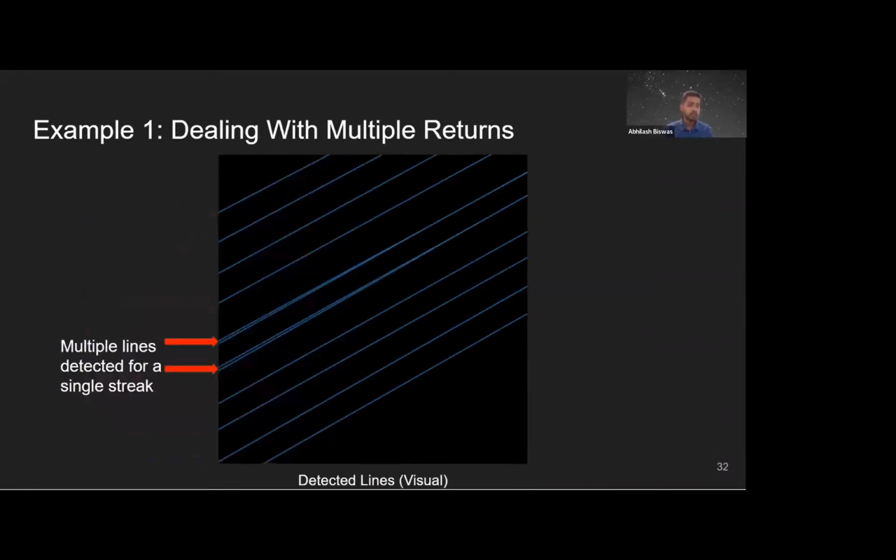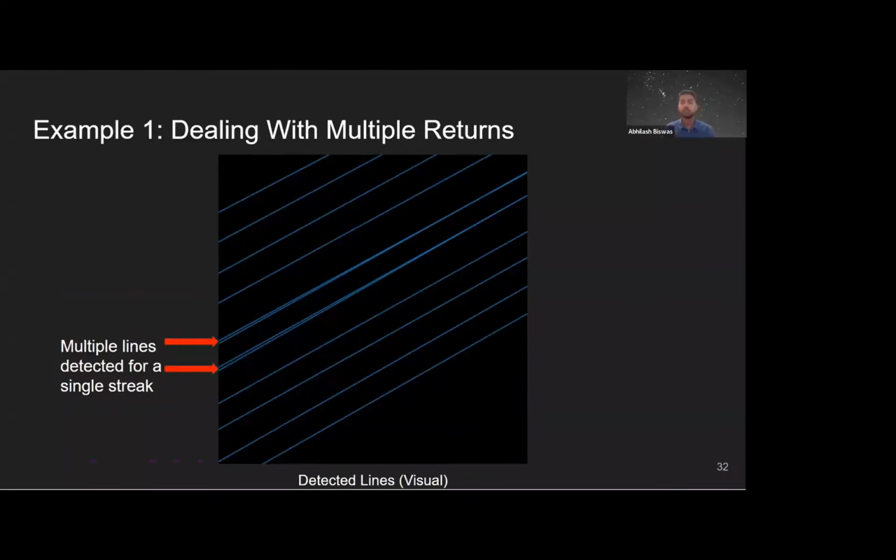by the algorithm. One of the challenges that we face that is again related to noise is sometimes when there's a lot of noise surrounding a satellite streak, we can have multiple straight lines returned that essentially represent the same single streak, as you can see in this image.